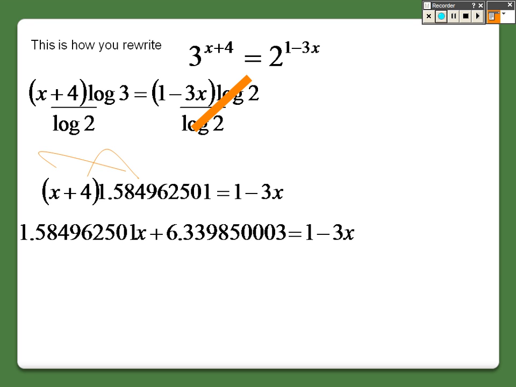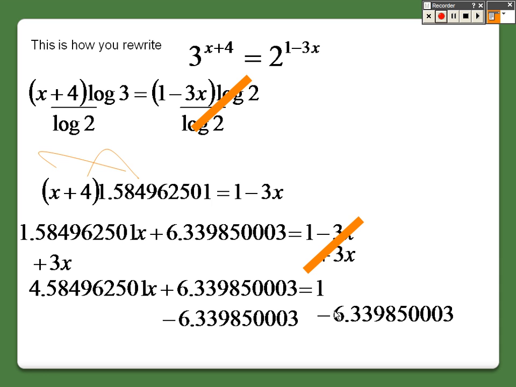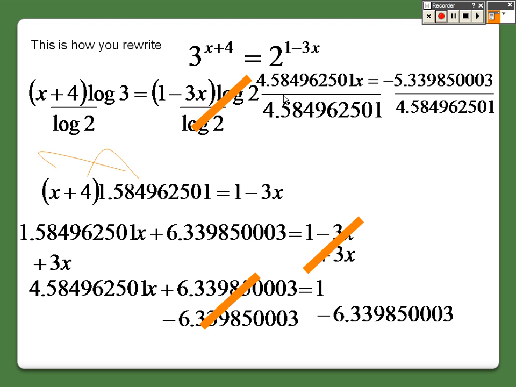Just crazy decimals. Combine your x's together. So I'm going to add 3, so that makes it 4.5 and so on, plus 6 point and so on equals 1. Then I can subtract that 6 point and so on onto the other side to put my numbers together. So I get 4 point and so on x equals negative 5 point and so on. Just divide both sides by 4 point and so on, and you end up getting about negative 1.164644204, and that's because I'm not rounding. You can round a little bit if you want, but this just makes it more exact.